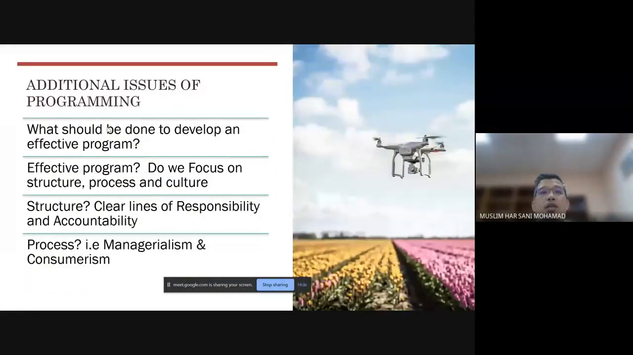Right, additional issues of programming. What should be done to develop an effective program? Okay, what is an effective program? Do we focus on structure, process, and culture? So what is structure? Clear lines of responsibility and accountability. So what is the process? Should we have more managerialism or more bureaucracy in the orientation of how to run government organizations? Okay. Any comment?